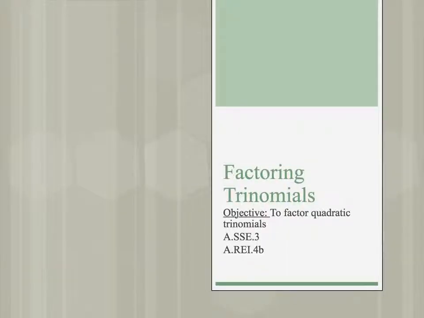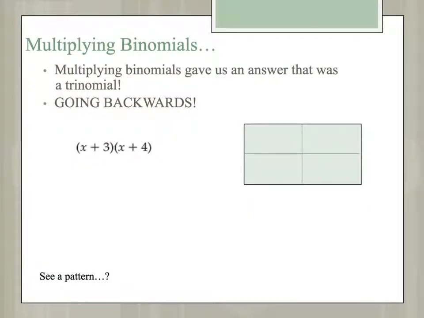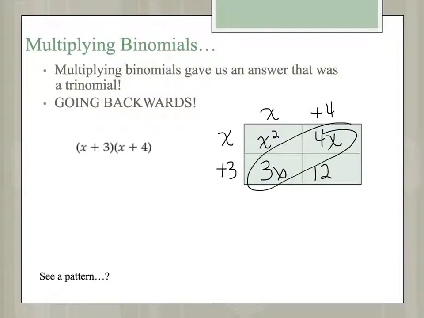Today's lesson is on factoring trinomials, and our objective is to factor specifically quadratic trinomials, which means they have an exponent of 2. Remember when we did multiplying binomials, the answer was actually a trinomial. We had x plus 3 and x plus 4, and we had x squared, 4x, 3x, and 12. When we combined our like terms, we had x squared plus 7x plus 12, because the 3x and the 4x gave us the 7x.